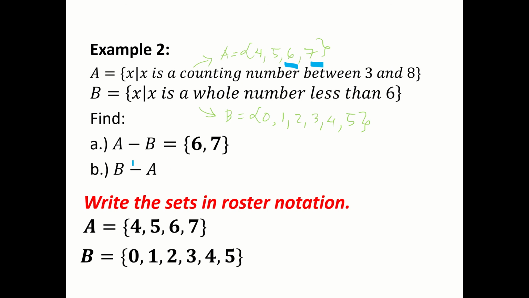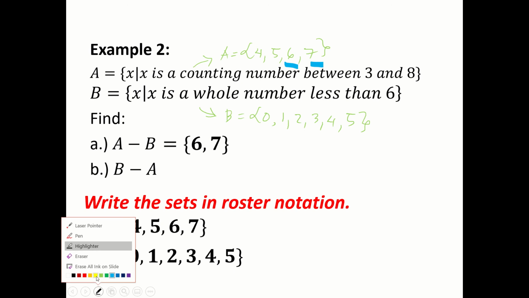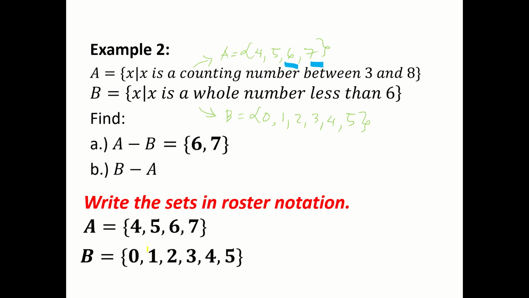And then for the difference of B and A, elements that are in B only. Okay? So what are the elements in B only? So we'll look at this one. Elements that are in B only are what? 0, because there's no 0 there in A. 1, 2, and 3, because you don't see 0, 1, 2, and 3 in A. But not 4, not 5, because they're also in A. So that means the answer is 0, 1, 2, and 3.